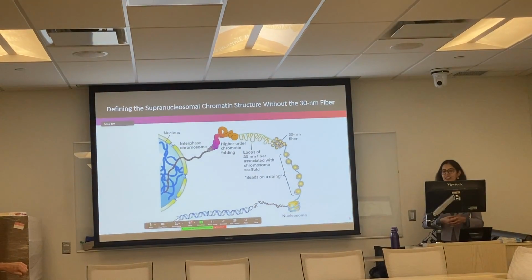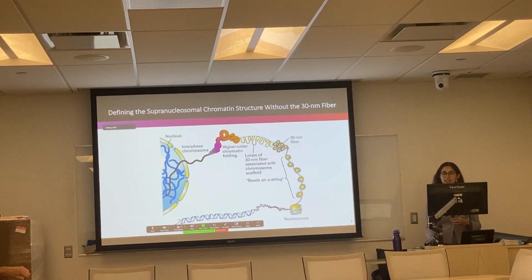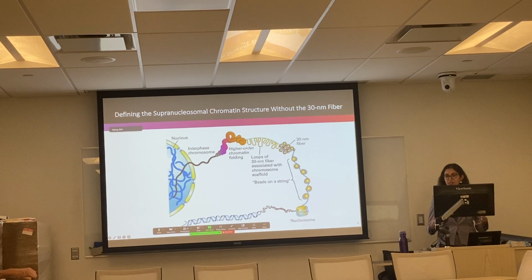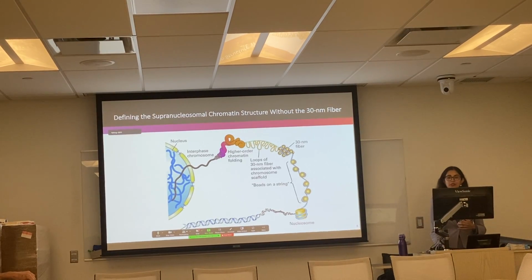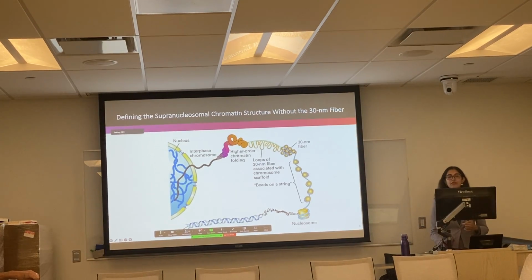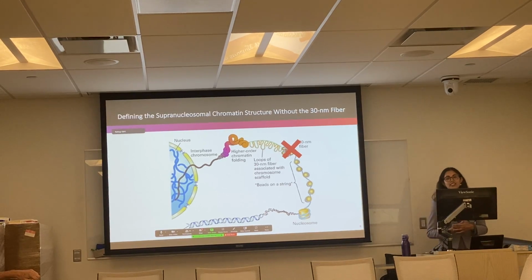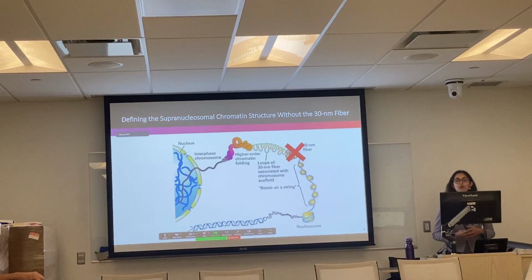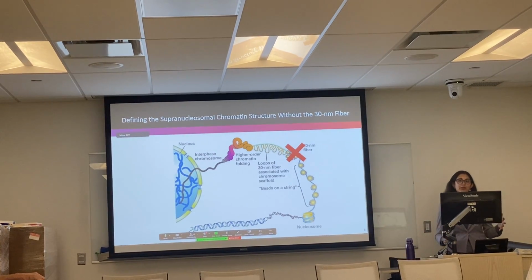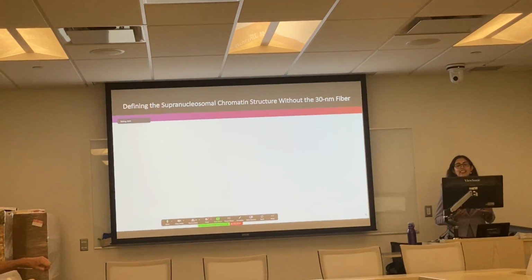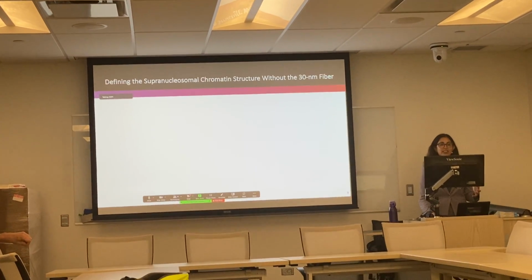So a previous textbook view of chromatin is that it's organized into these beads on a string fiber composed of individual nucleosomes. And this is organized into a highly ordered 30 nanometer fiber, which then packs in further to form interphase chromosomes in the nucleus. However, recent experiments have disproved the existence of this 30 nanometer fiber, really begging the question, what is the supranucleosomal chromatin structure? And there are several different techniques that can be used in order to define this.